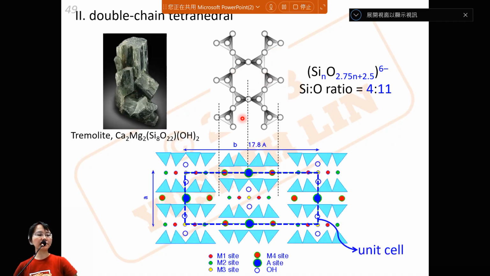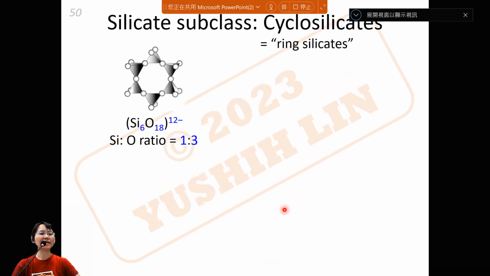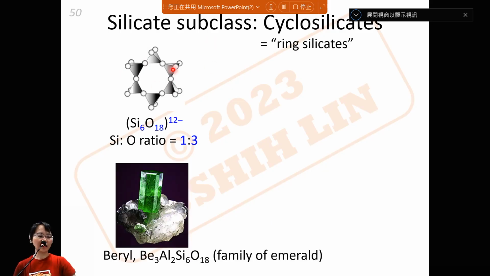Like this one. This structure, if you turn it 90 degrees from the side, you will see that it forms layers like this, and for each spot in the interstices, they can stick in different balls. Some spaces, they can only put in small metal. For other spaces, they can put in large metal. Cyclosilicate, more sharing. Like this one, beryl is a kind of emerald.